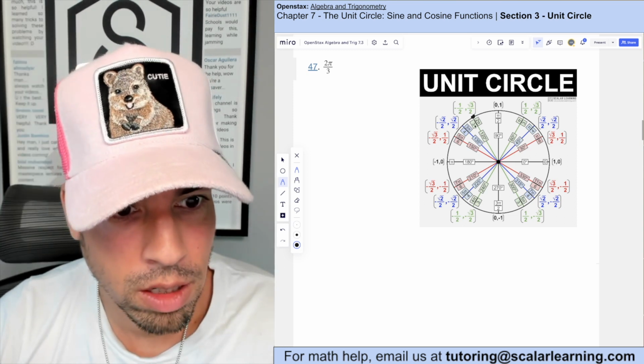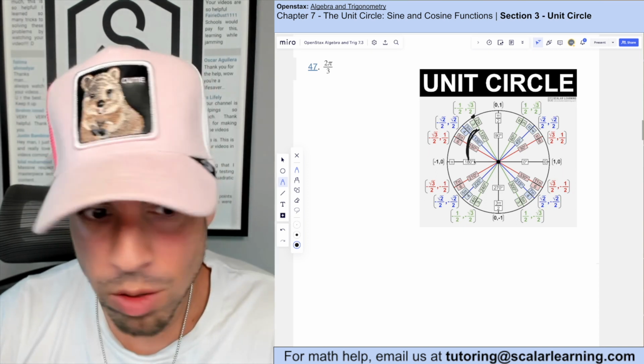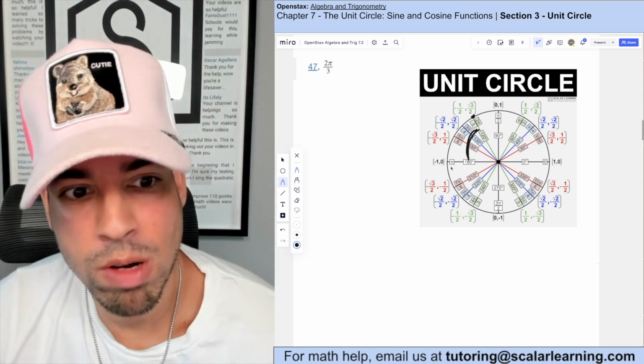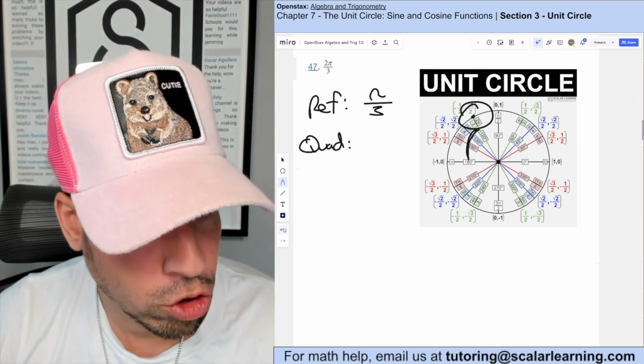And we can see that the reference angle, which is this distance down here, in degrees would be 120 to 180, which would be 60. But here from 2 pi thirds to pi, which is really 3 pi thirds, it's just 1 pi third. And we're talking about the quadrant. We're, of course, in quadrant 2 right here.